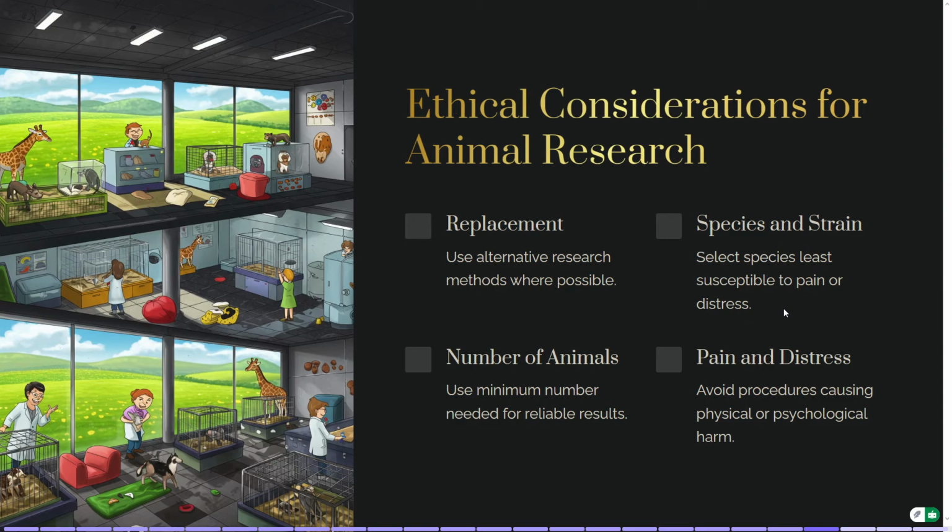So use those species, not the species that will, for example, get pain or maybe be stressed during your research. We have different species. Some are very strong, whereas some are very fragile. So use those that are strong. Right now, pain and distress: avoid procedures that cause physical or psychological harm to the animals.